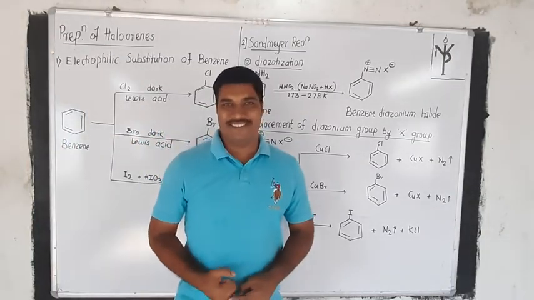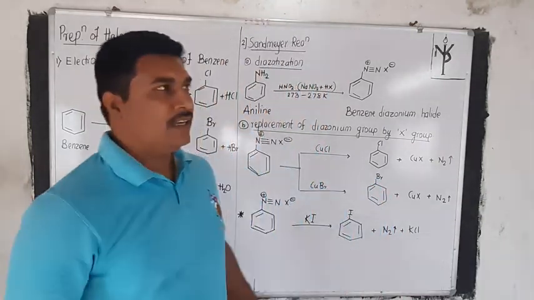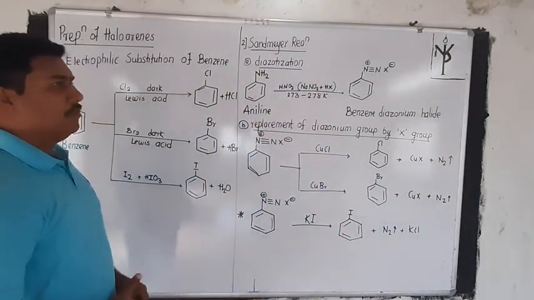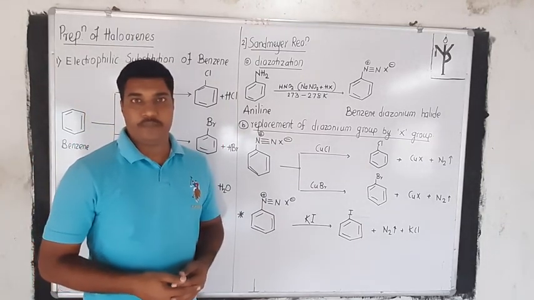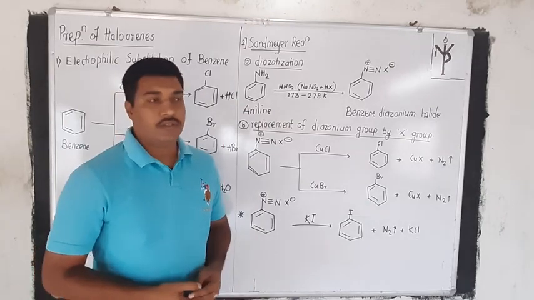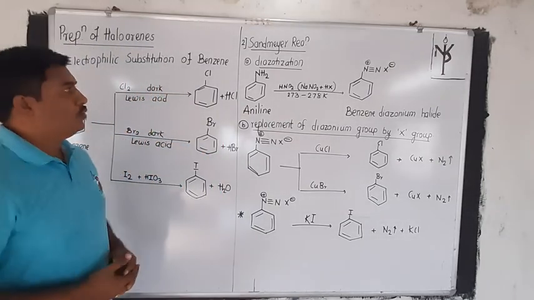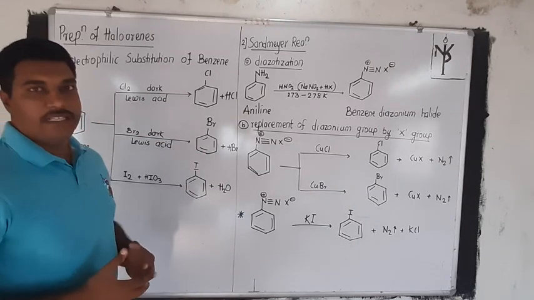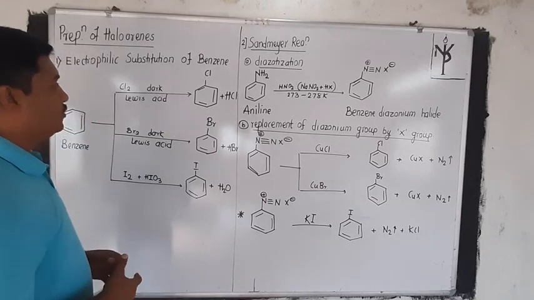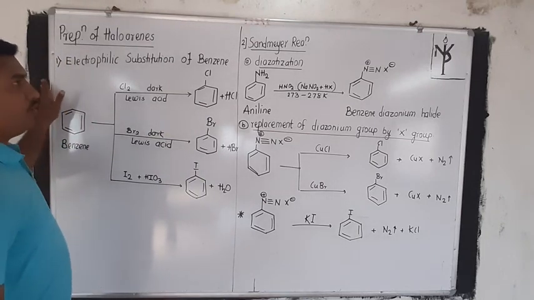Hello students, today we will begin with the preparation of haloarenes. In haloarenes, the major arene, the primary aromatic ring, is benzene. That is, benzene is the starting material for haloarenes. Today we will prepare halogen derivatives of benzene. There are two major methods to prepare halogen derivatives of benzene.